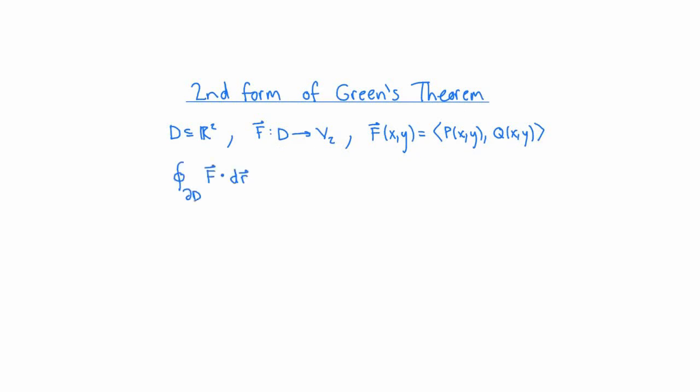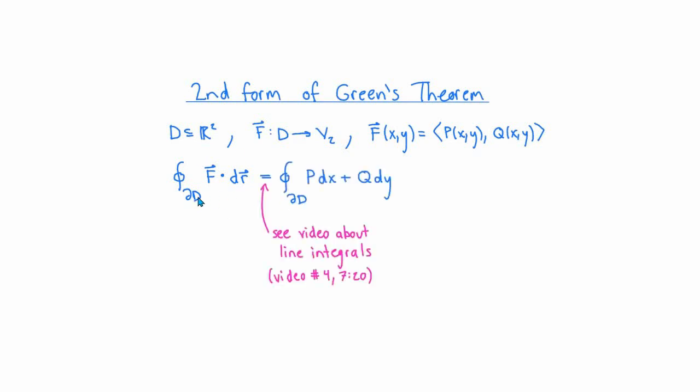Consider the line integral of the third kind, the integral around the boundary of D of F dot dr. You might remember that this line integral is equal to the integral around the boundary of D of P dx plus Q dy. If you didn't know this, or if you can't remember why this is true, you can see the derivation in video number 4. Just fast forward to the 720 mark in that video.